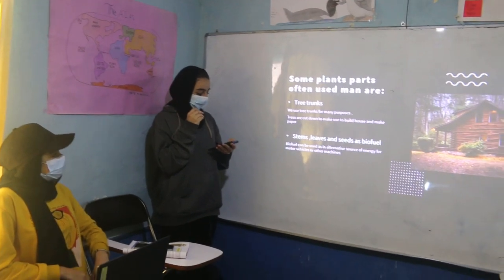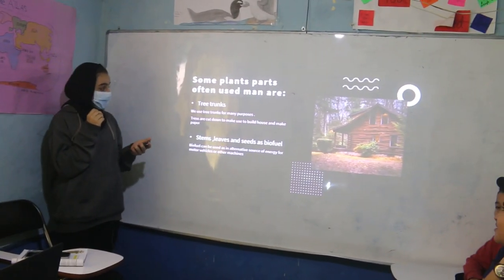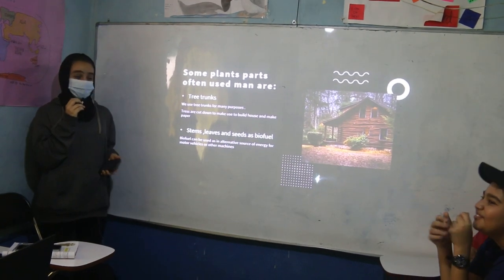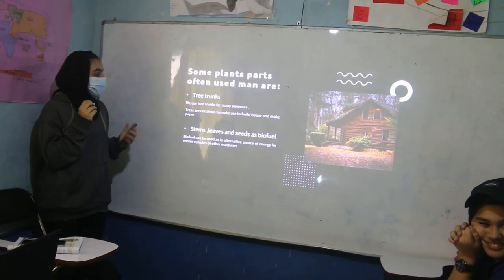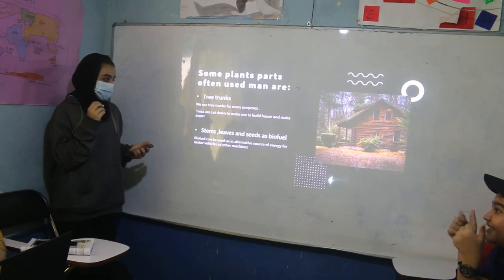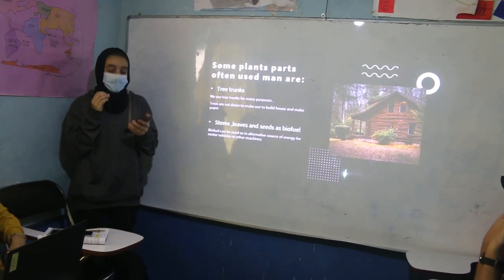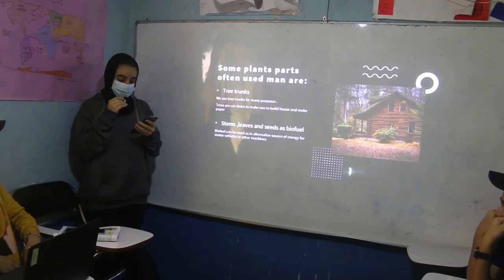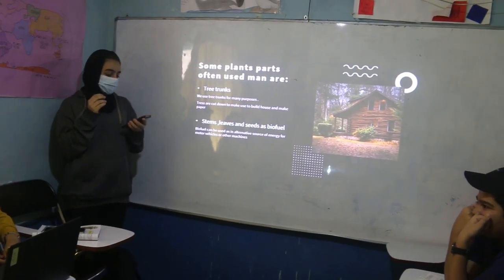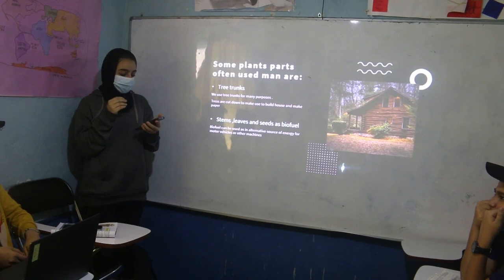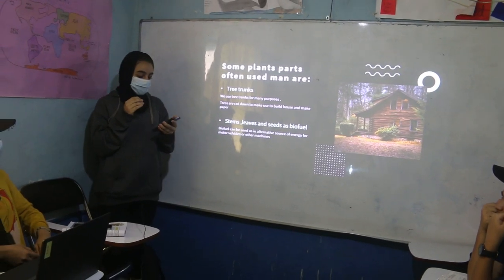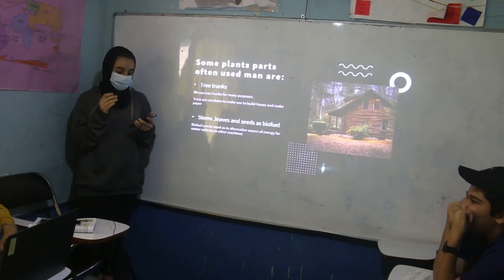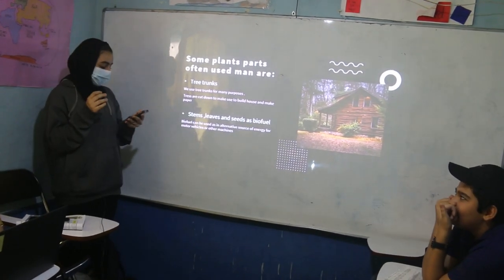So some plant parts often used by men are the tree trunks, the stems, leaves and seeds as biofuel. We use tree trunks for many purposes, for example, paper and constructions. Trees are cut down so that their trunks can be used as material to build houses, and the fiber found in the tree trunks is also used to make paper.